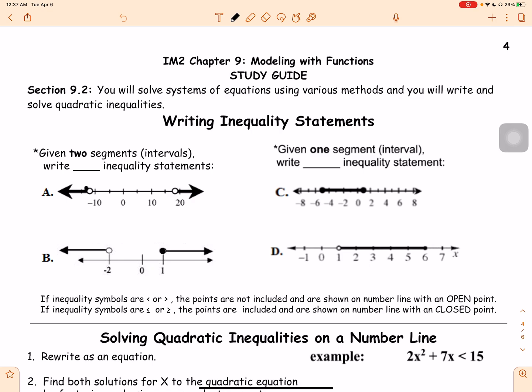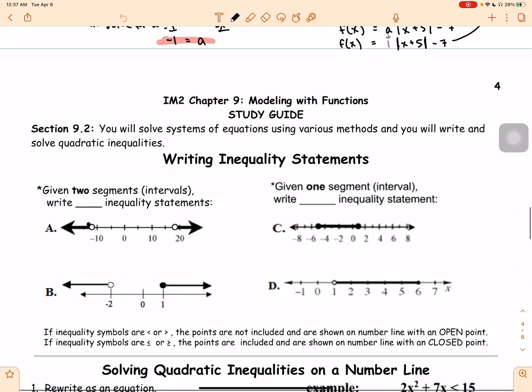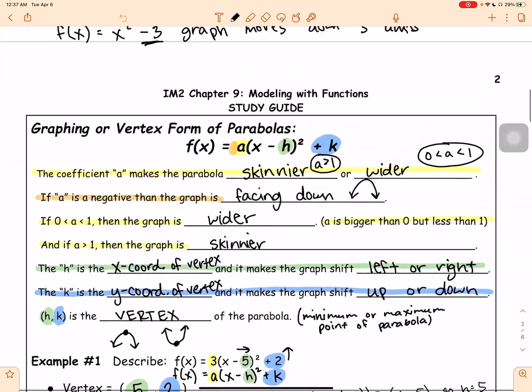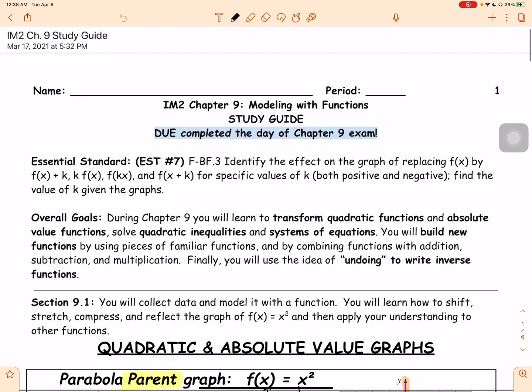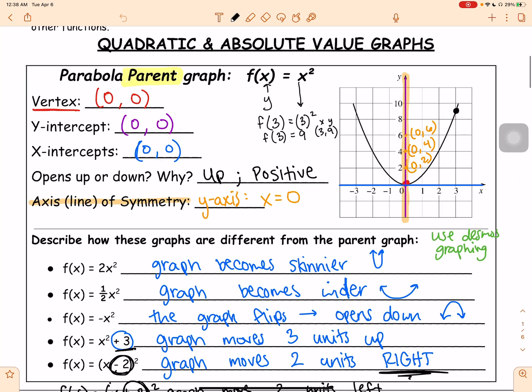So today we're going to look at pages 4 and 5 of the Chapter 9 study guide. Okay, just to kind of recap on what we've done so far in Chapter 9, I'm going to scroll all the way up here. So you see here that we have looked at quadratic and absolute value graphs. So we've learned about how to shift them, what their characteristics are, what it looks like in the equation when it's shifted left or right, up or down, if it gets more narrow or if it gets wider.